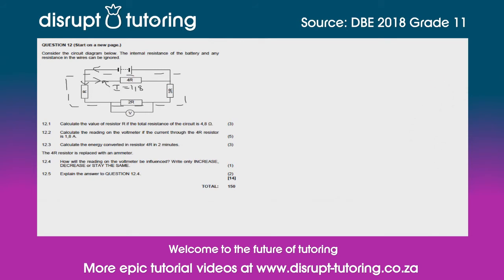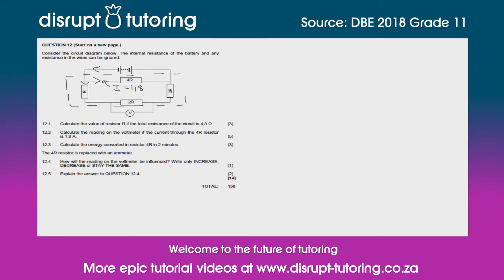Okay, so we know that the R value is now 2 ohms. So if we work with the 4R resistor and we solve for the voltage through there, we know that voltage in a parallel circuit is equal. So the voltage across this is going to be equal to the voltage across this whole parallel here. So let's start with that.